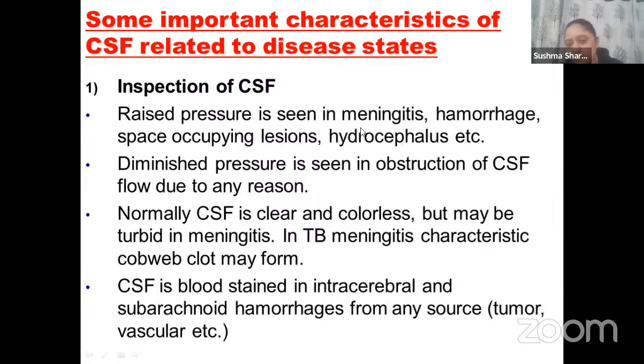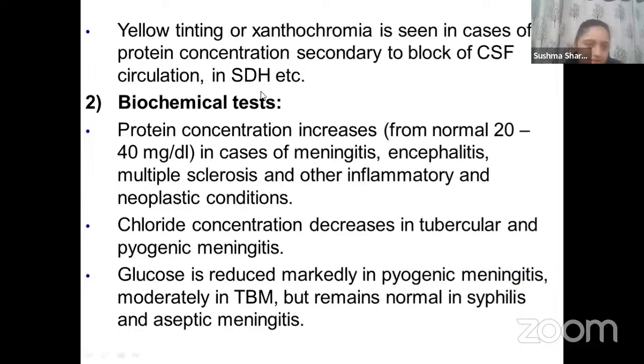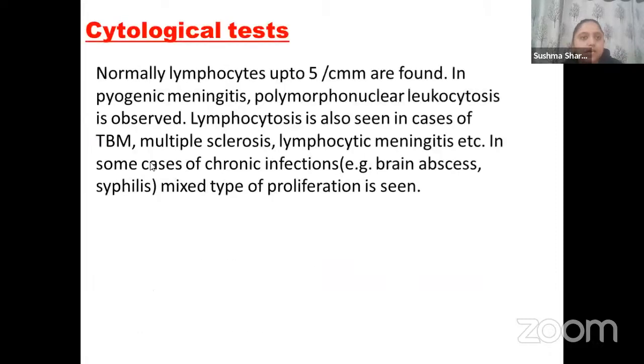Raise in pressure or ICP is seen in meningitis, hemorrhage, space occupying lesions and hydrocephalus. Diminished pressure is seen in obstruction of CSF flow. Okay. Then biochemical tests: protein concentration increases in any inflammatory condition, such as meningitis, encephalitis, multiple sclerosis, ALS, and other inflammatory, and of course neoplastic conditions.